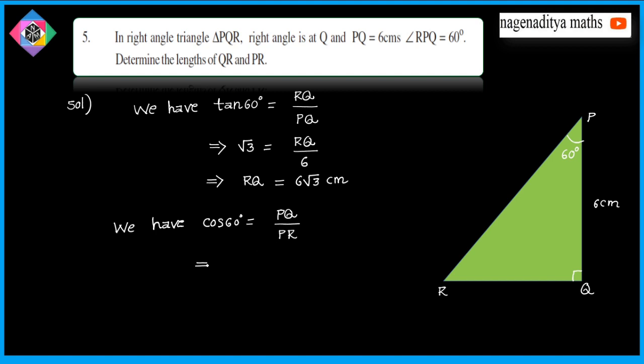This implies cos 60 degrees, the value of cos 60 is 1 by 2. So 1 by 2 is equal to PQ, the value of PQ is 6, and we have to find the value of PR. Okay. Doing cross multiplication, PR is equal to 6 twos are 12. So PR is equal to 12 centimeters. Okay. So this is how we can find the values of sides RQ and PR.